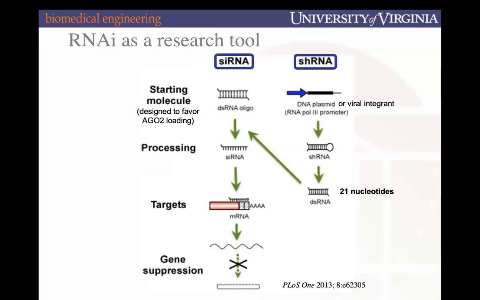SH is short hairpin RNA, and DS is double-stranded RNA. A key thing to note here is that because it's double-stranded RNA, it needs to be fairly short, like 21 nucleotides, because double-stranded RNA that's any longer will mimic a viral infection, and you'll elicit a strong immune response because of that. And so we typically keep these on the shorter end.